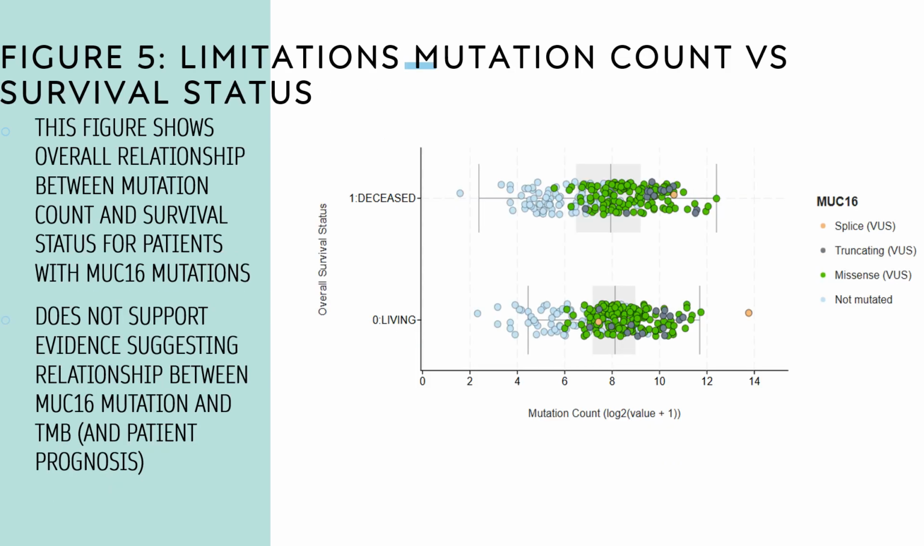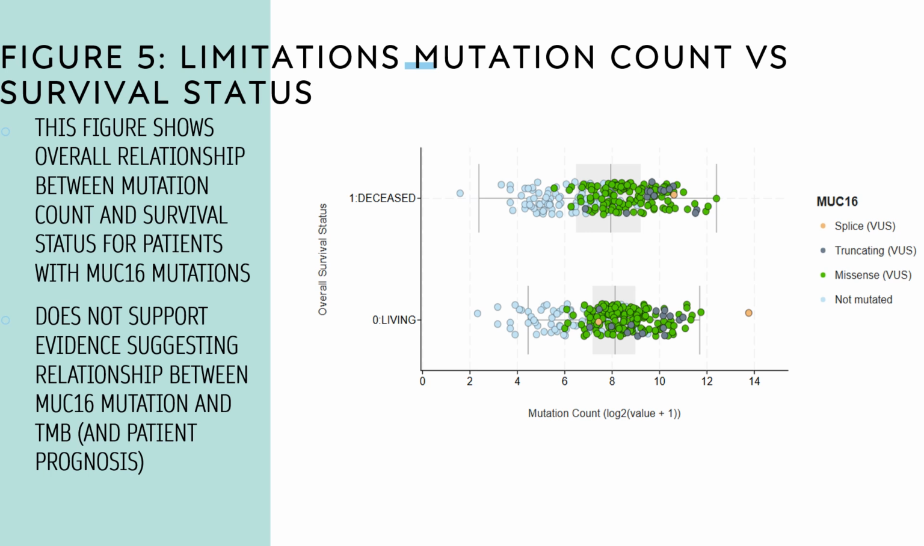So now I kind of want to look at some of the limitations I found in this study, especially compared to the literature which I explored earlier. This figure right here shows the overall relationship between the mutation count and the survival status for patients with these MUC16 mutations. If you recall, one of the big factors that I explored earlier was this tumor mutational burden, which is supposed to indicate how well patients can uptake treatment, immunoresponses, and from that correlates to positive patient prognosis.